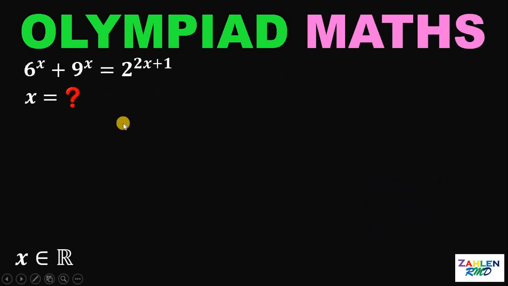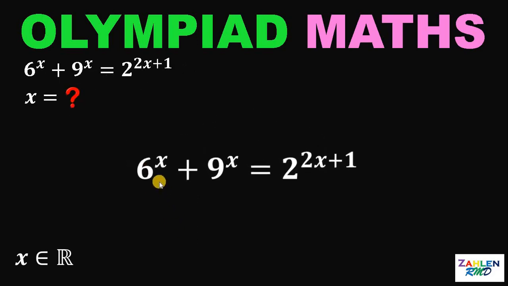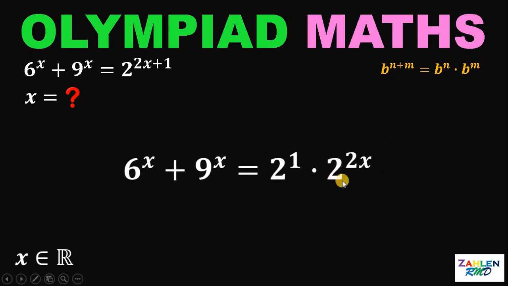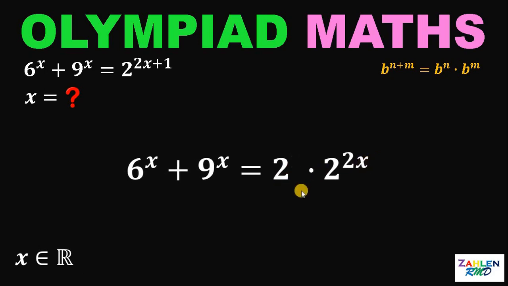To answer this question, let's get first, of course, the given equation. We have 6 raised to x plus 9 raised to x equals 2 raised to 2x plus 1. To answer this question, we will use some laws of exponent. The first one is if we have b raised to n plus m, it is equivalent to b raised to n times b raised to the power of m. Now, the right-hand side of our equation can be written as 2 raised to 1 times 2 raised to 2x. Now, 2 raised to 1 is just 2.